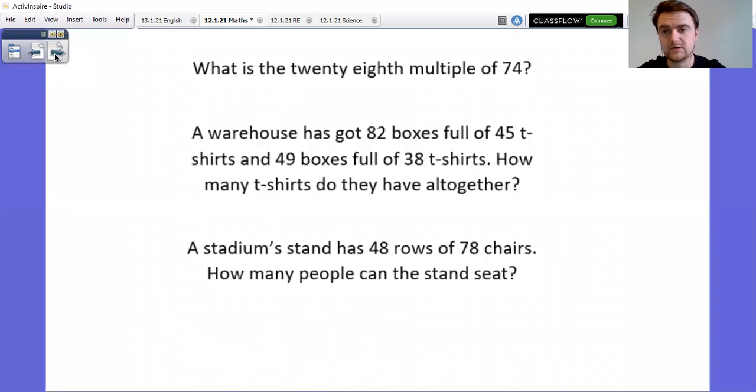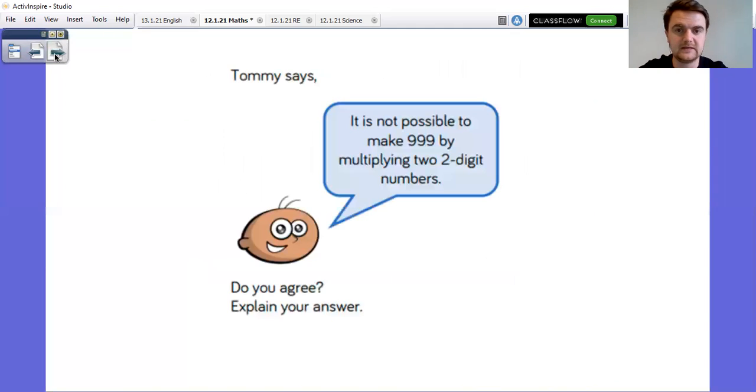There's your second batch of word problem questions. And then finally, here is your challenge. You might have to use a bit of trial and error with this one. So Tommy says it's not possible to make 999 by multiplying two-digit numbers. Do you agree? Explain your answer. Once you've done them, go back through for the answers because they are coming up.